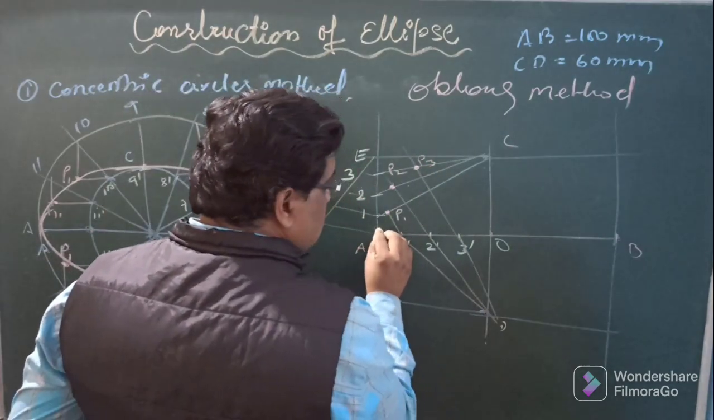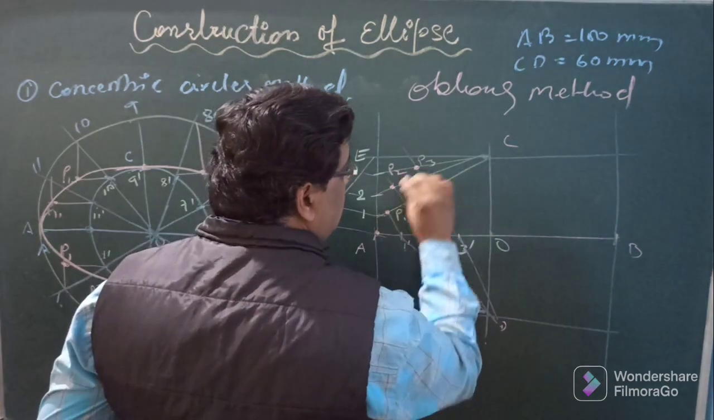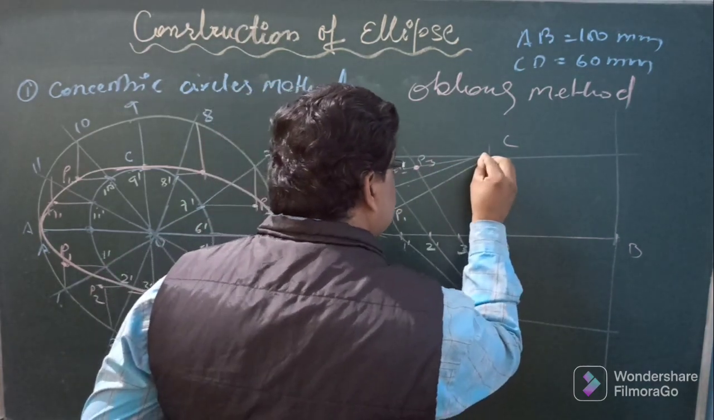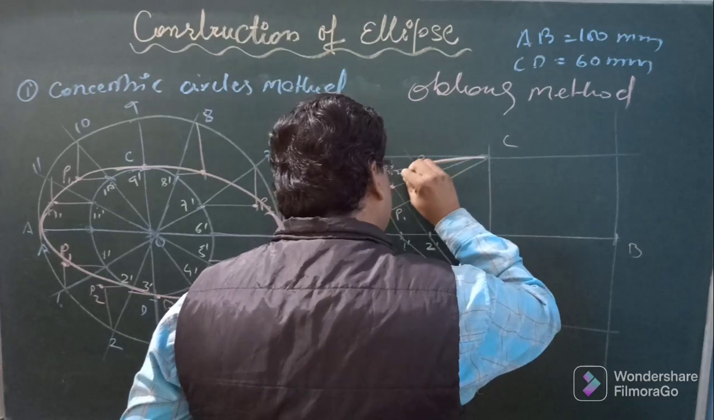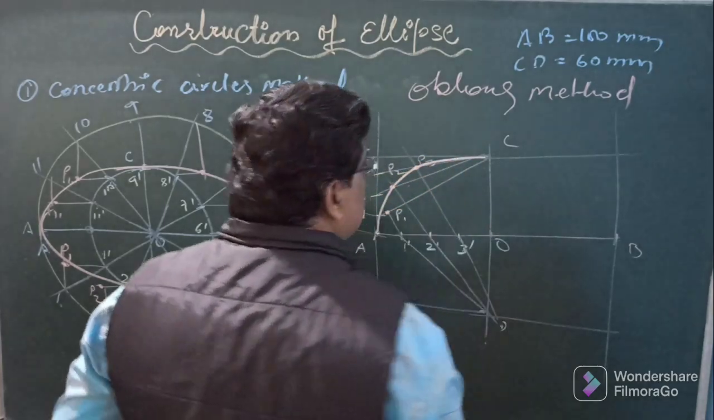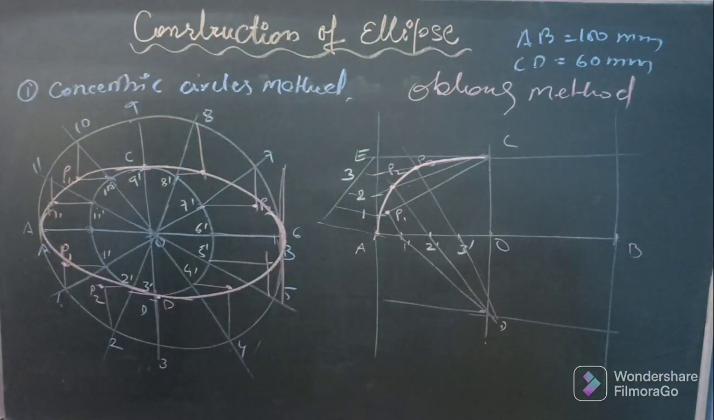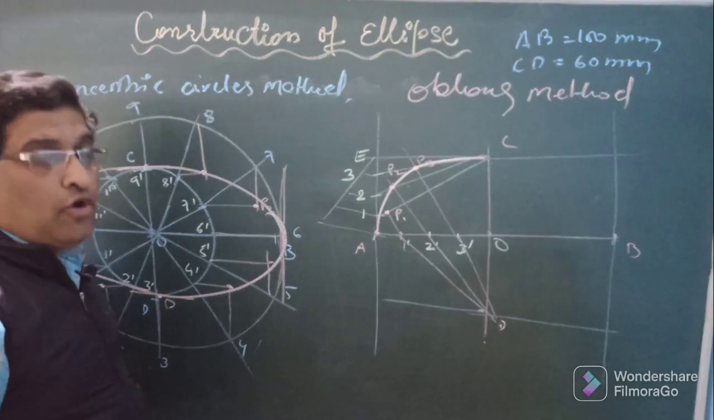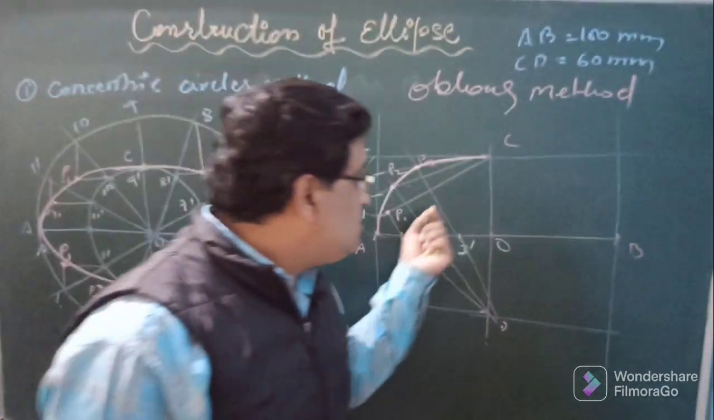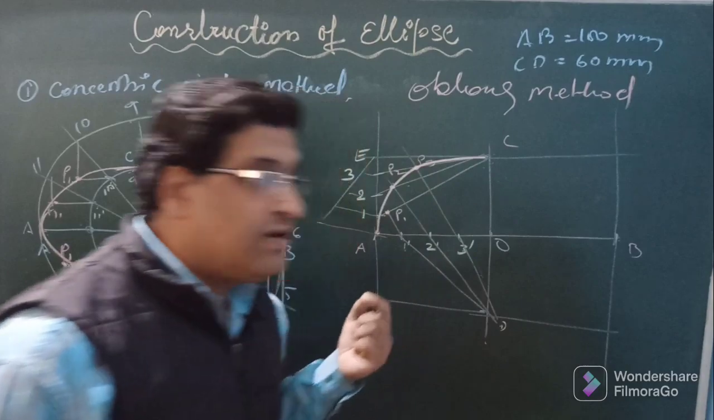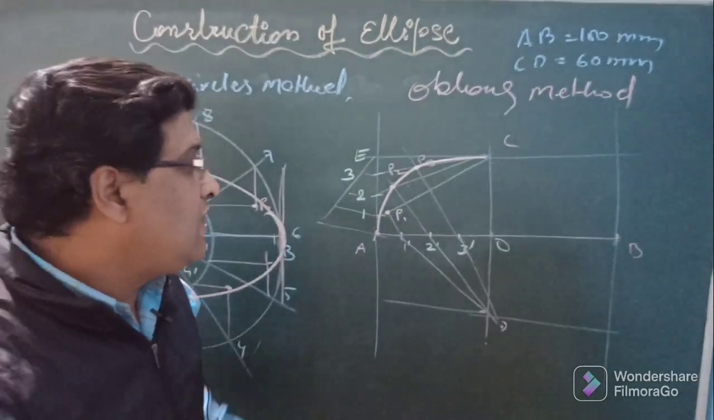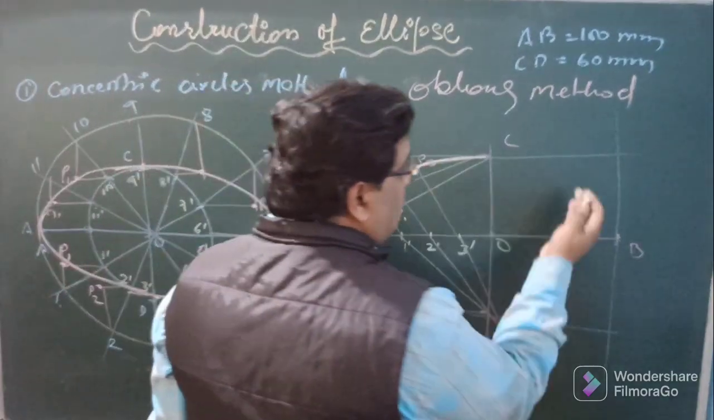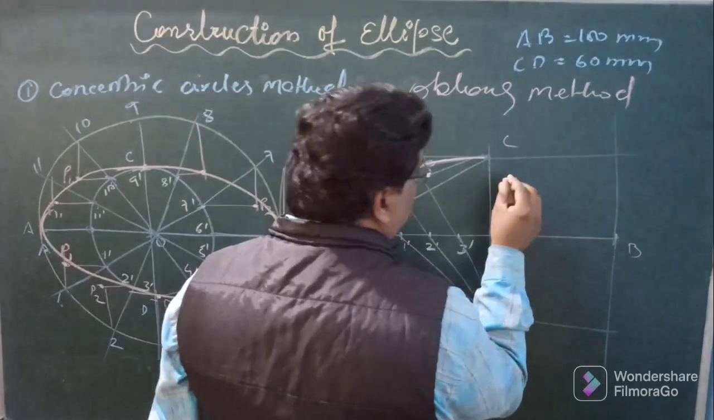Join all these points starting from A to C, and intermediate points will be these ones. Join them with a smooth curve. So the quadrant of the ellipse will be obtained. You can do this methodology in all the 4 quadrants, but no need to do like this. You can transfer the dimensions using the offset method.